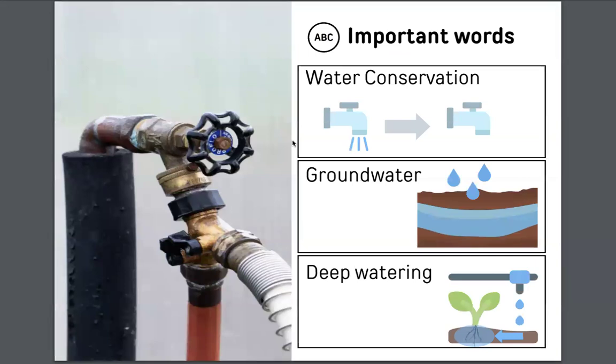Important words that you will learn. Water conservation. Repeat. Water conservation. Groundwater. Deep watering.